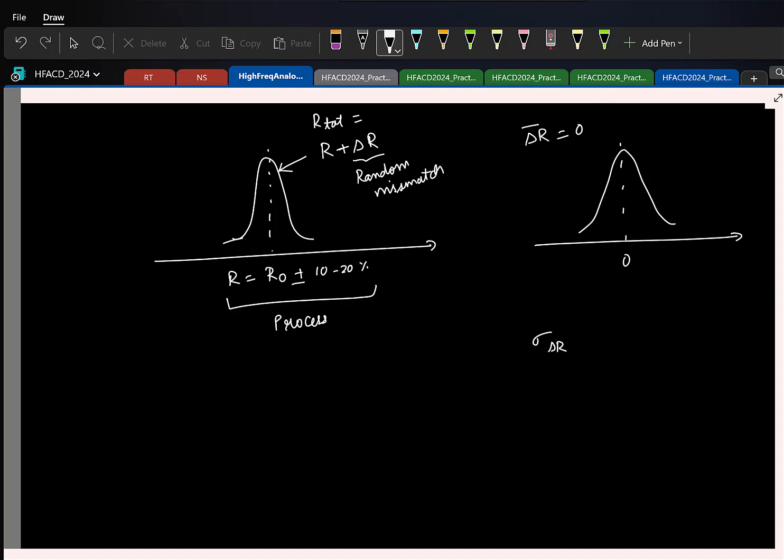So of course you can define the standard deviation in the delta R. But let us say I have a nominal resistance of say 1 kilo ohm. I find that sigma of delta R is say 100 ohms, right? If I let us say have another resistor which is 100 kilo ohms, what can you say about the standard deviation of delta R here?